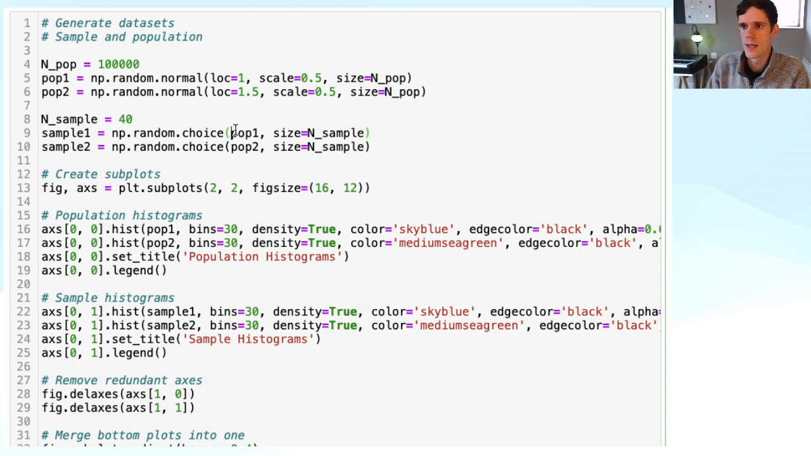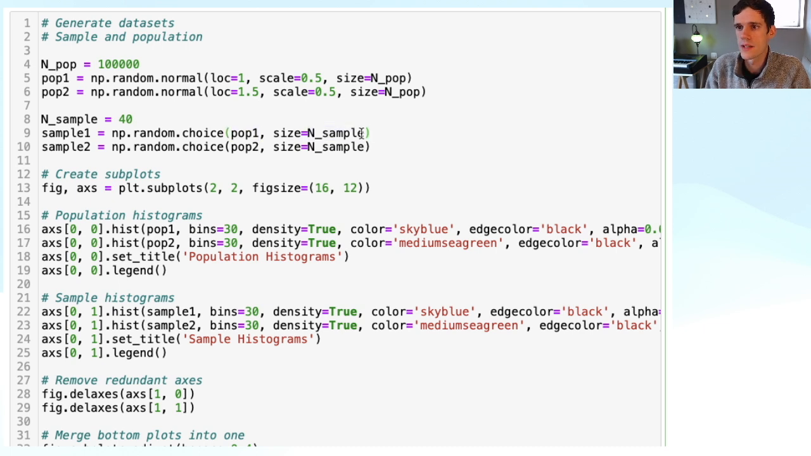The first one is the Python array from which we are going to randomly pick or sample a number of numbers. In this case, for sample 1, we want to sample our population 1. So we put as the first parameter pop1. The second parameter is the size parameter and just says how many choices or how many data points we will pick from our population Python array. And we will of course take this to be nsample, 40 in this case.